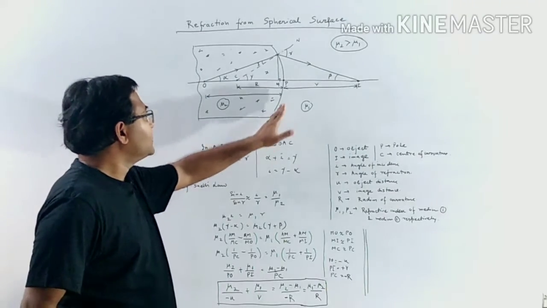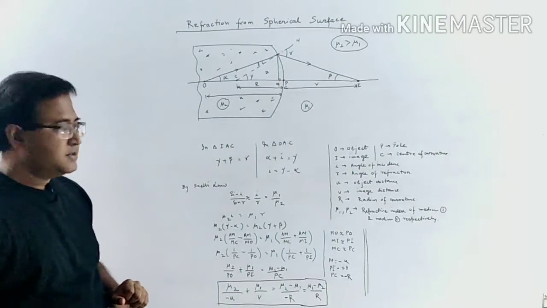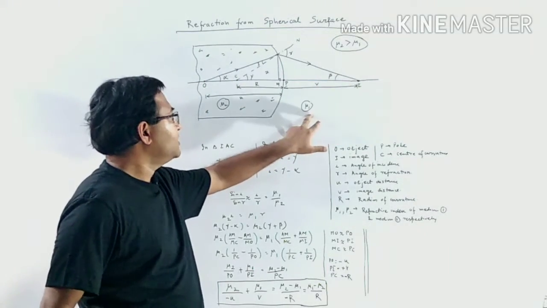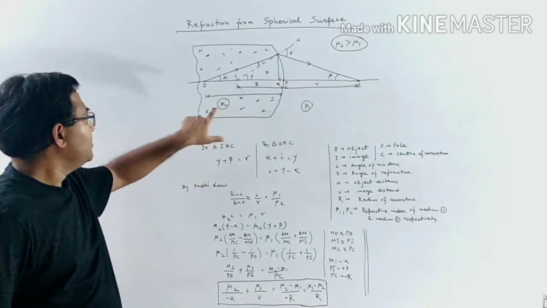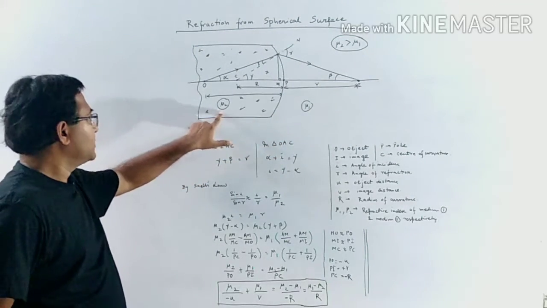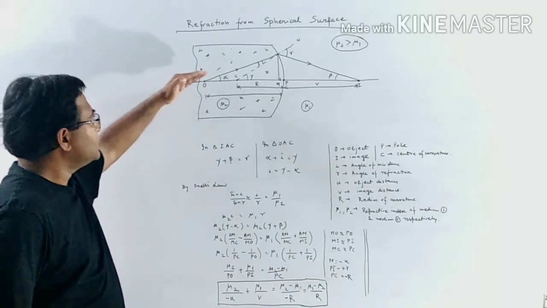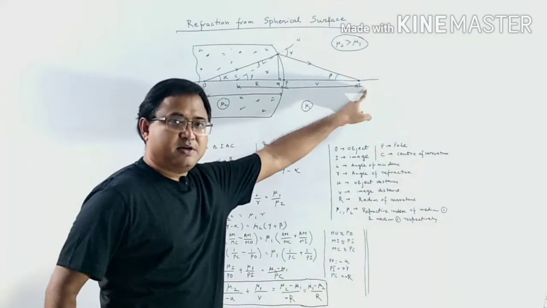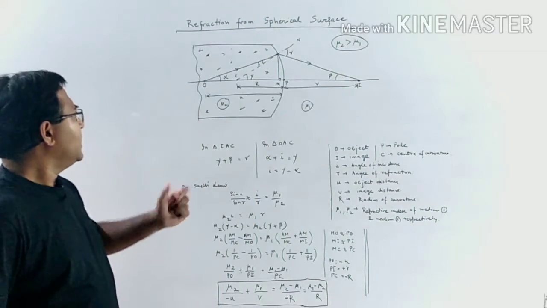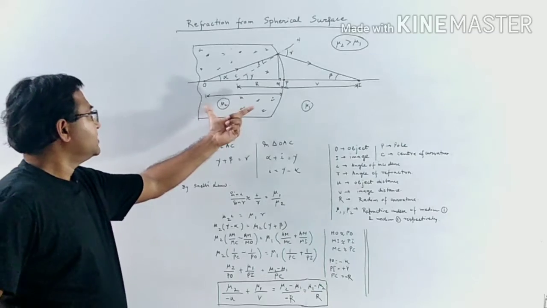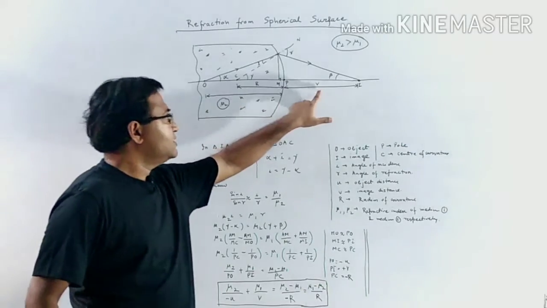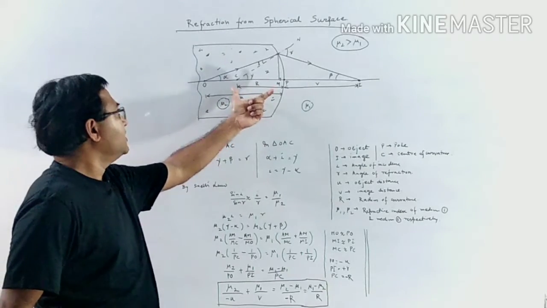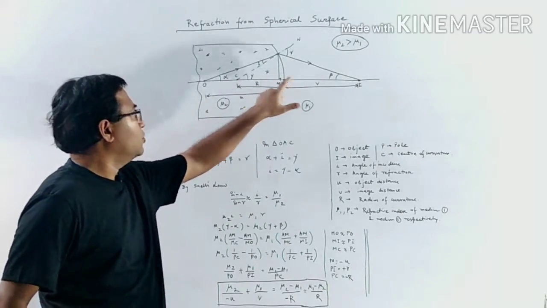Here this is a convex refracting surface, and this is the denser medium and this is the rarer medium. Mu1 is the refractive index of the rarer medium and mu2 is the refractive index of the denser medium. O is the object, and rays coming from the object O form an image here in the rarer medium, I. As previously, the object distance is U, the image distance is V, and the radius of curvature is capital R. R is the distance from the center of curvature to the pole.